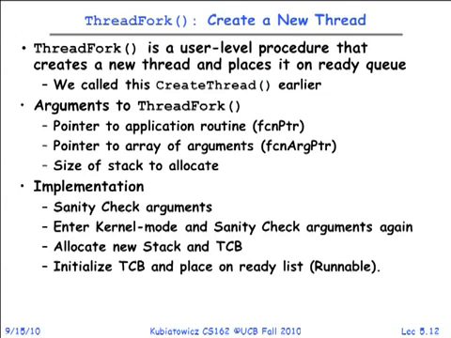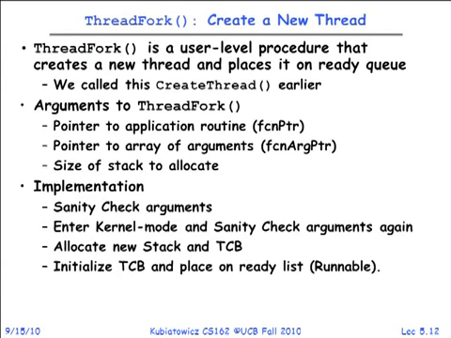So once we've entered kernel mode and we've made sure that we have good arguments, now we have to create a new stack and a TCB, right? Because we're making a new thread. It needs a stack. It needs a thread control block. We're going to initialize the thread control block. We're going to place it on the ready queue. And we're done. Okay, so that's all easy, right? So now everybody who was asking questions about how the thread T started, they have no more questions, right? All right, maybe you have some more questions.